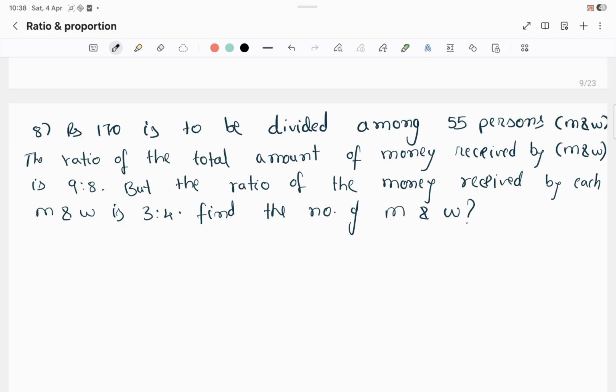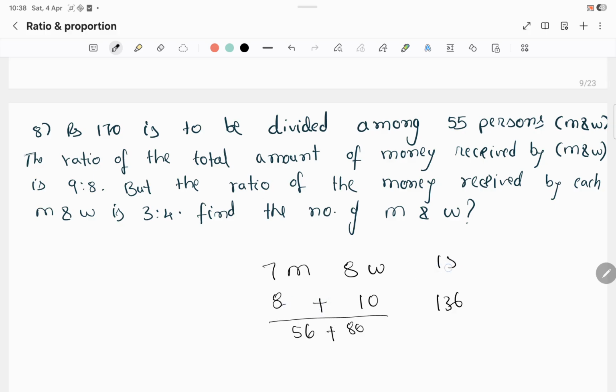But the ratio of the money received by each man and woman is 3:4. Let us suppose that I have allotted a work for 7 men and 8 women. Each man will get 8 rupees and each woman will get 10 rupees, let us suppose. Then what is the total amount they will get? 7 8s 56 plus 8 10s 80. So total 136.